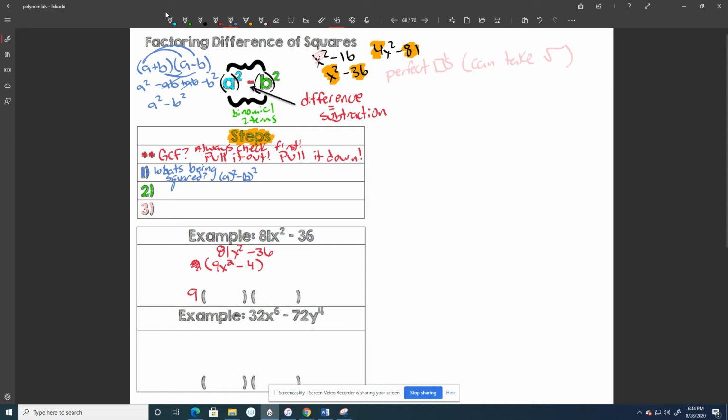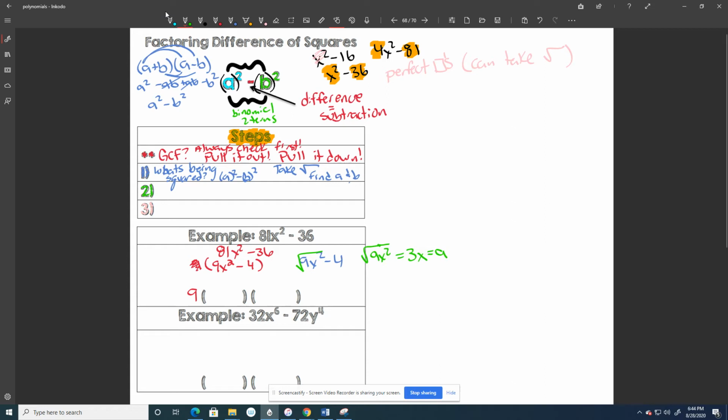So when I look at 9x squared minus 4, what's being squared? In this one, the 9 is being squared, or something is being squared to equal 9. So we want to take the square root of both of these, and that's going to help us find A and B. If I take the square root of 9x squared, that's going to equal the square root of 9, which is 3. The square root of x squared, that's just x.